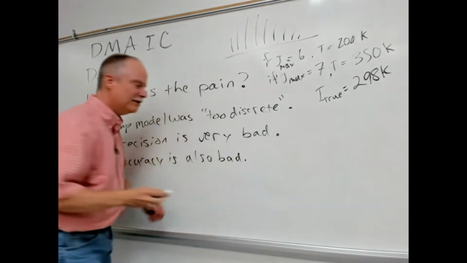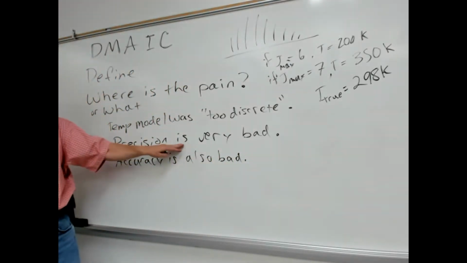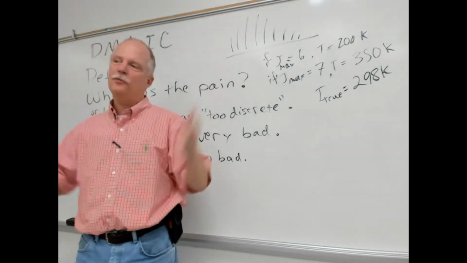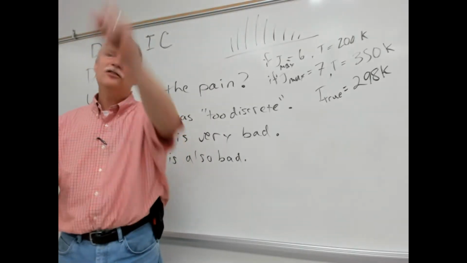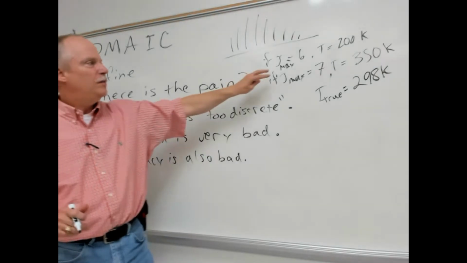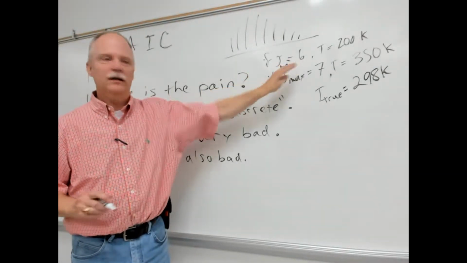Now, let's get a little bit more detailed and say why or how do we know? If you tell me precision is bad and I'm your manager, I'm going to say, okay, of course, everybody could be more precise. How do you know precision is bad? Because delta J is plus or minus 1.